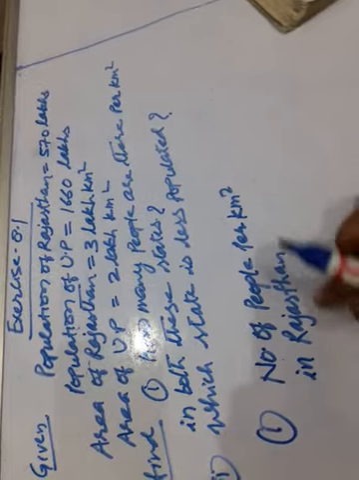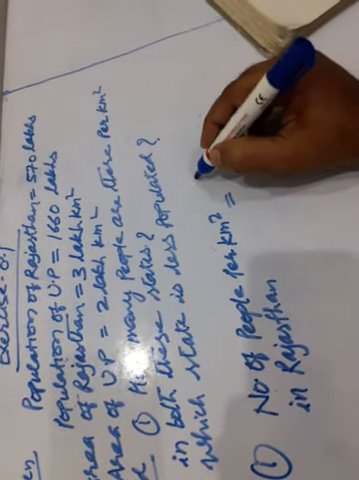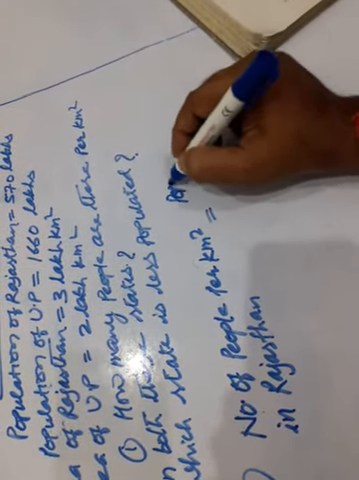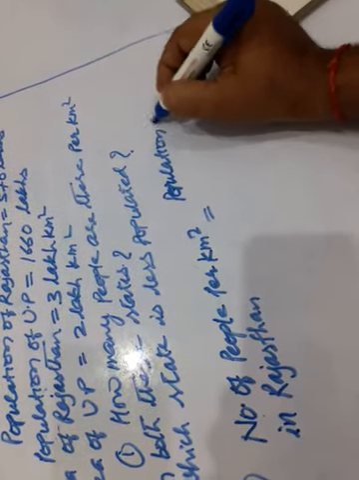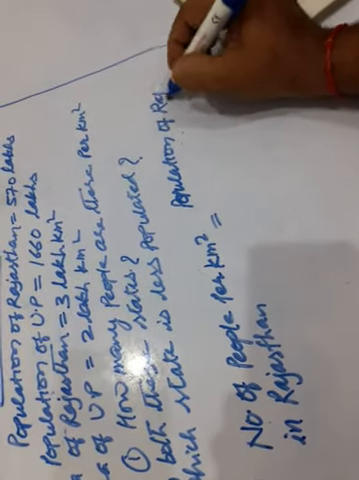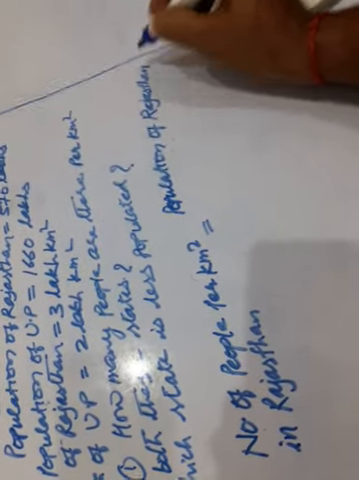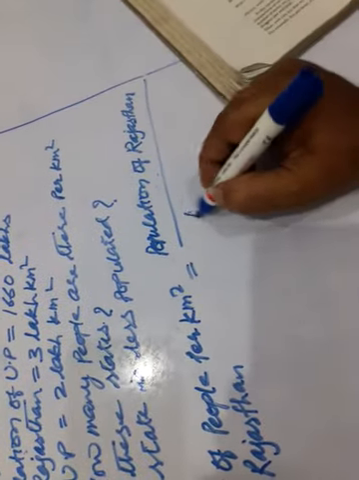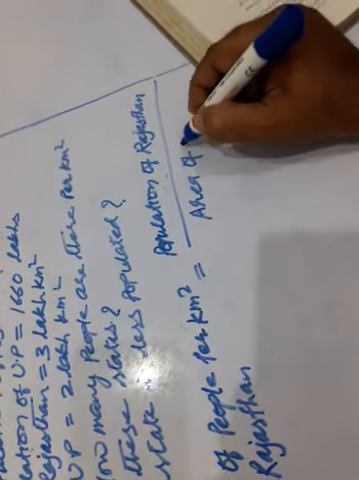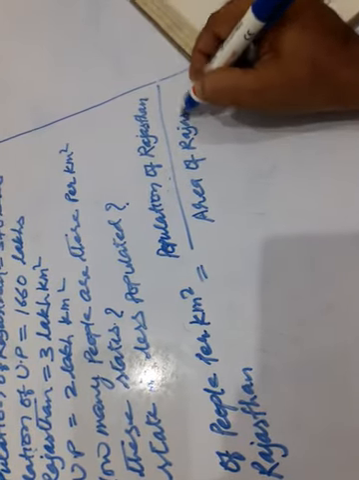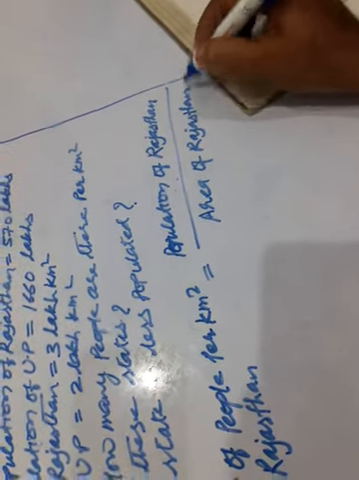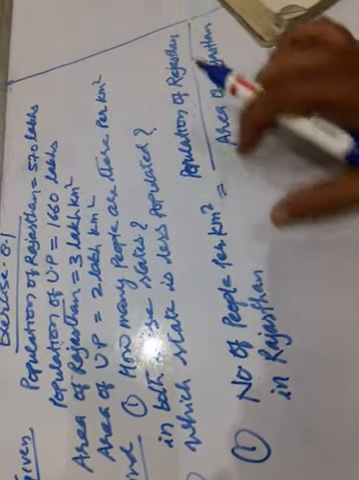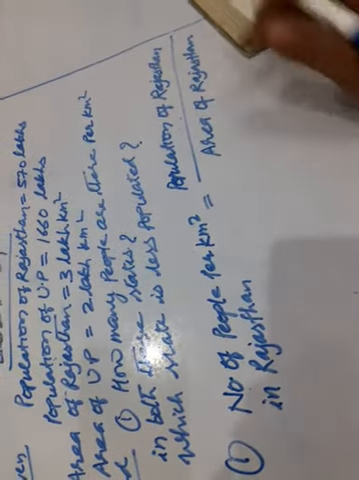Number of people per square kilometer in Rajasthan is equal to the population of Rajasthan divided by the area of Rajasthan, and that is known as the population density. Okay, children? See, number of people per square kilometer in Rajasthan equals population of Rajasthan upon area of Rajasthan.